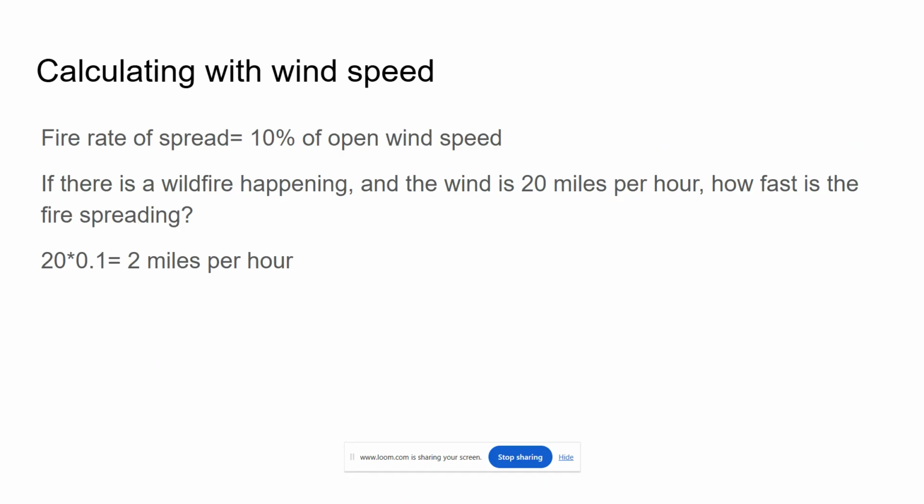And for a simpler way of calculating the speed of fire, if you know the wind speed, then you can just take the wind speed and multiply it by 0.5 to get 10% of the wind speed. This is usually the rate of how fast the fire is going. This method is a lot simpler, but it's more of a rough estimation as it only accounts for the wind and no other factors.